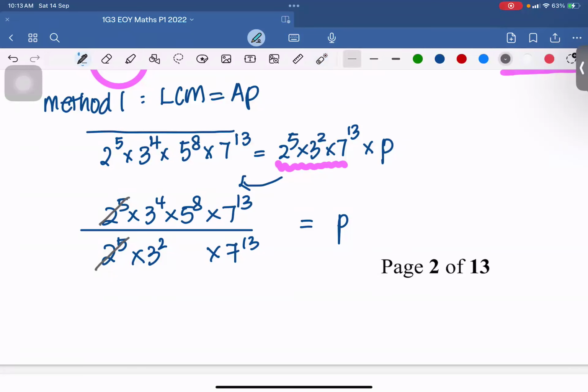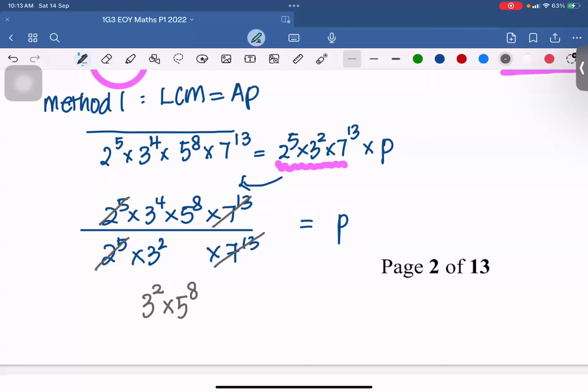Is it at the top or the bottom? It'll be at the top, right? Higher power. The power on the numerator is larger. So I'm left with 3 squared. Then 5 to the power 8, nothing to cancel. I keep 5 to the power 8. Then next, 7 to the power 13, 7 to the power 13 cancel away.